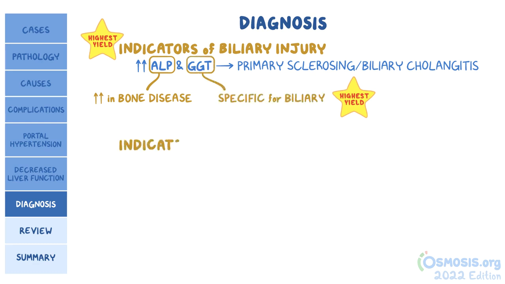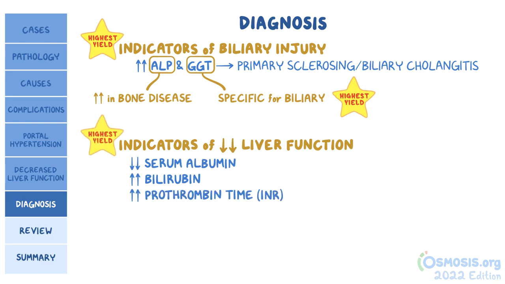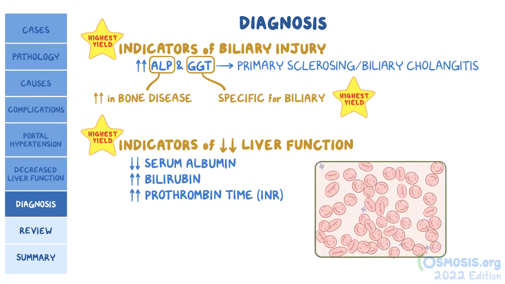Next, indicators of reduced liver function include decreased serum albumin levels, increased bilirubin levels, and prothrombin time, or INR. These are the best indicators of the prognosis in a person with cirrhosis. Another common finding is also thrombocytopenia, or low platelet count, especially if there's splenomegaly.